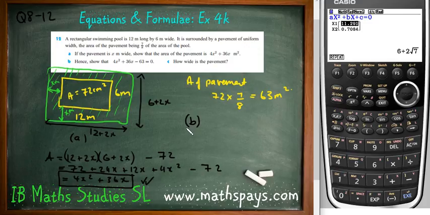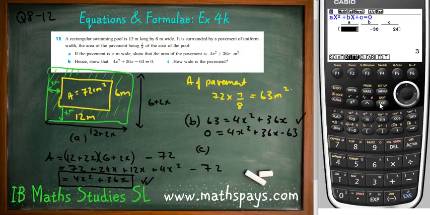All right. It says show that 4x squared plus 36x minus 63 equals 0. Well, now we know the area is that amount. We already have shown that the area is 63. We did that originally. Lucky we did that. And then we can plug it all together. Therefore, 0 equals 4x squared plus 36x, take away 63, and tick, we've done that. And the last part there is to solve it.